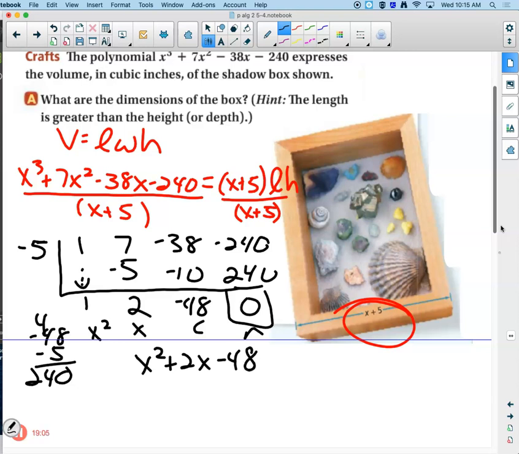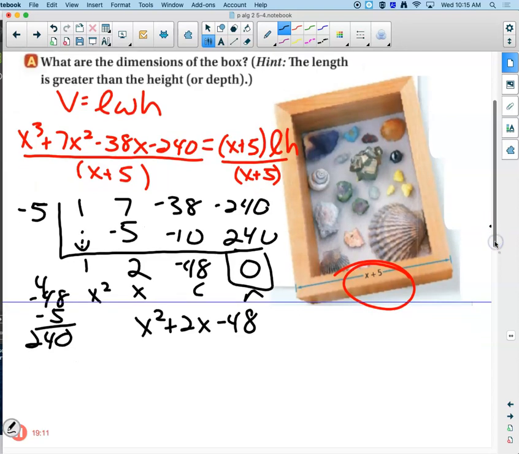But that's 2 dimensions because that's the length and the height multiplied together. So what we want to do is factor to break it apart. There's no common monomial factor that we can pull out of that. It's not anything special. -48 is not a perfect square. We need the 2 numbers that would multiply to -48 and add to 2. What are they?